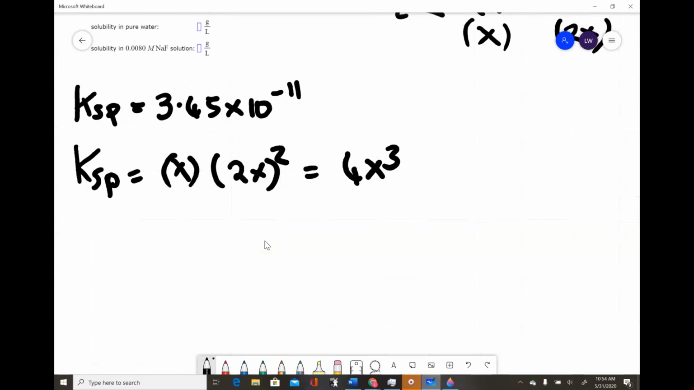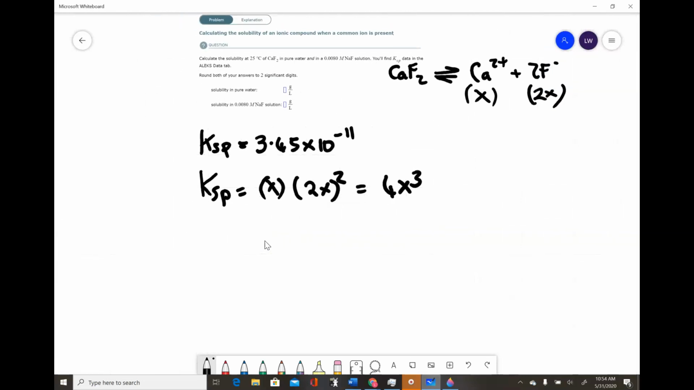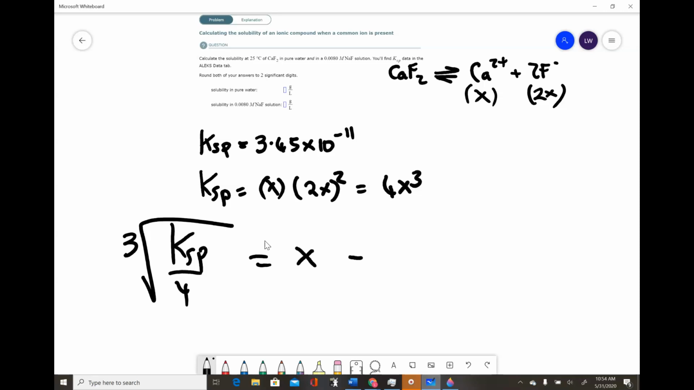So what you can see, I'm just going to make this a little smaller, is that Ksp over 4, if we take the cube root of that, is going to give me x. So let's go ahead and do that. So cube root of Ksp, which was 3.45 by 10 to the minus 11 in this case, divided by 4 equals 2.051. That's 4 significant figures. That's going to be plenty, times 10 to the minus 4, and that's moles per litre.